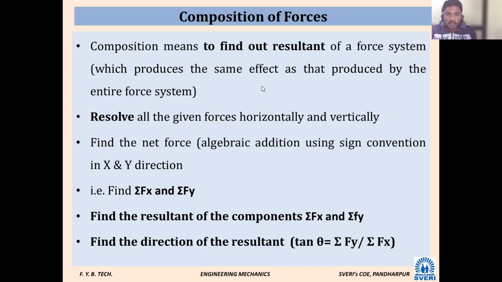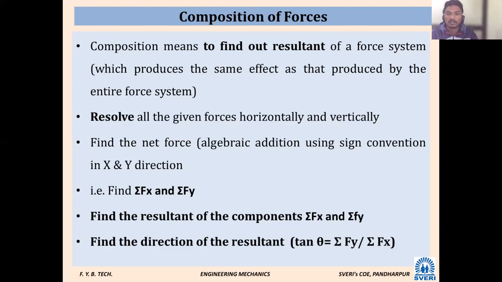So what is the procedure to find the resultant? First, resolve all the given forces into horizontal and vertical components. Then find the net force, that is, algebraic addition using sign convention. Most important here is using sign convention.